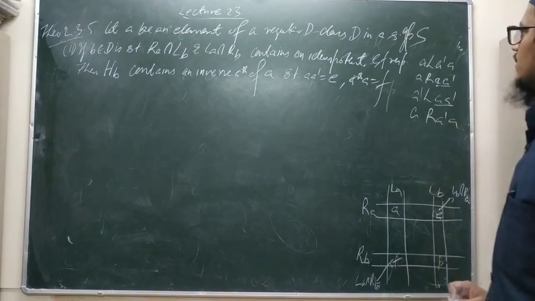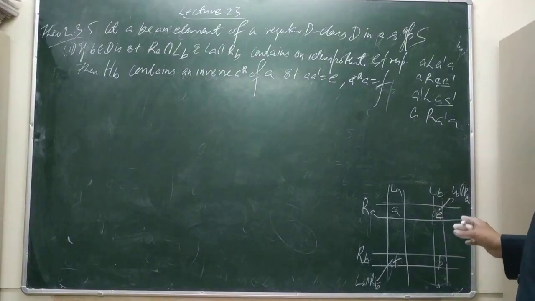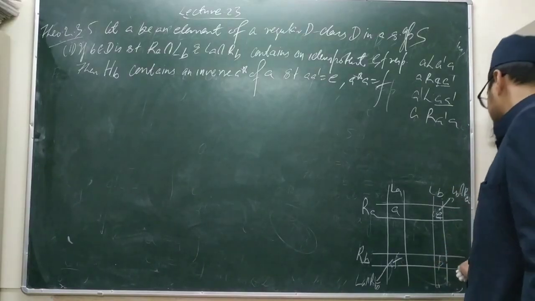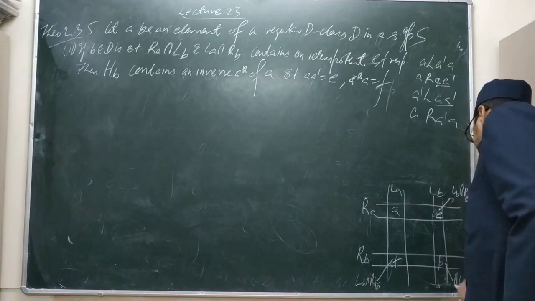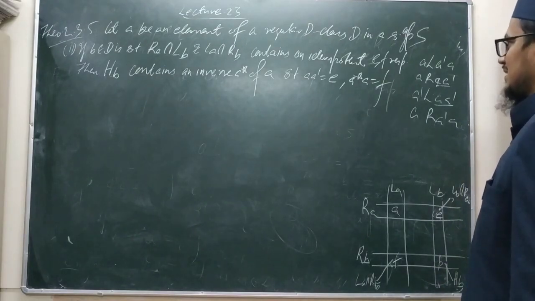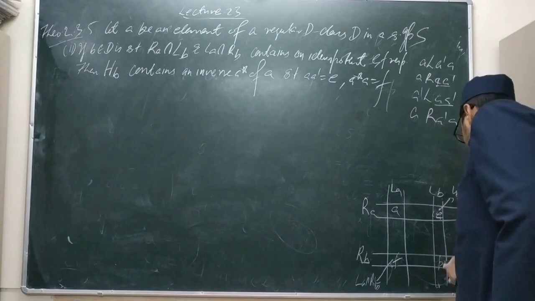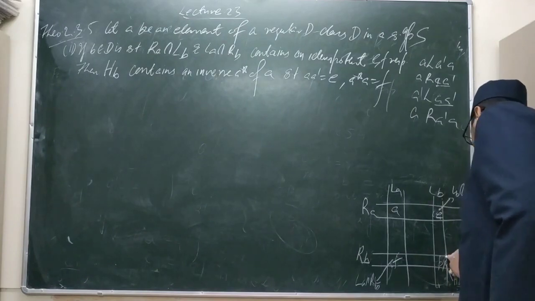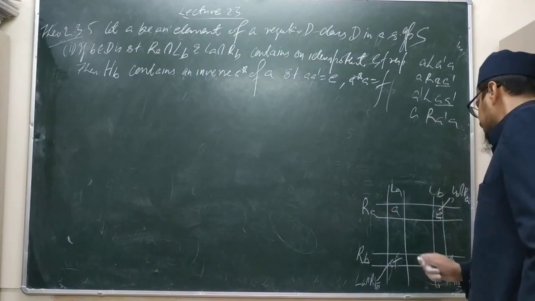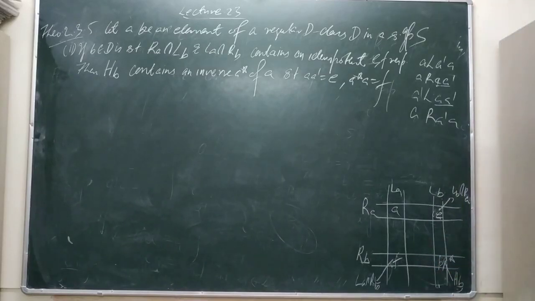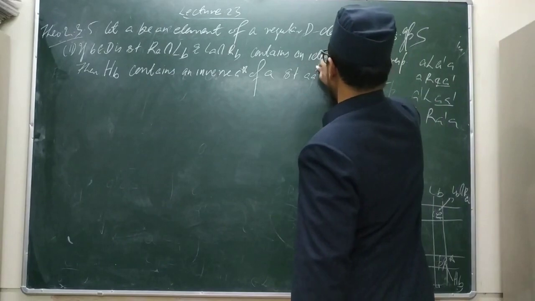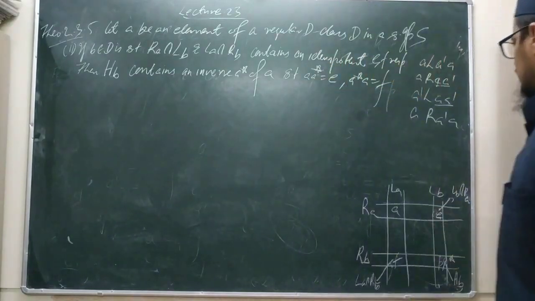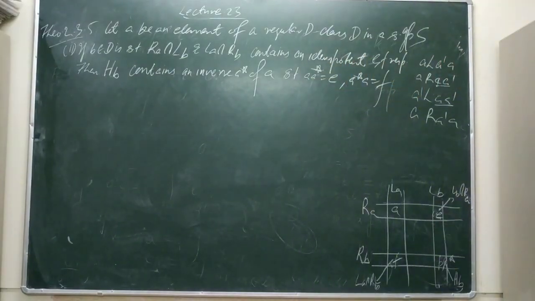Now they are saying that if it is so, then H_B, meaning L_B intersection R_B, contains an inverse a* of a. Here there exists some inverse. We have to find the inverse a* here in this cell. So H_B contains a*. We have to show that a* is in H_B such that aa* is equal to E and a*a is equal to F. We have to prove this, correct?